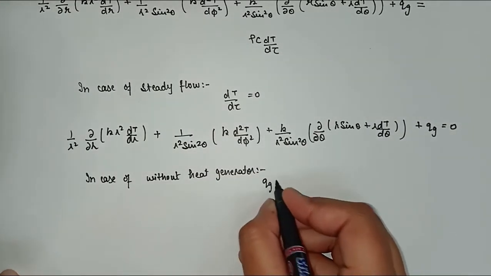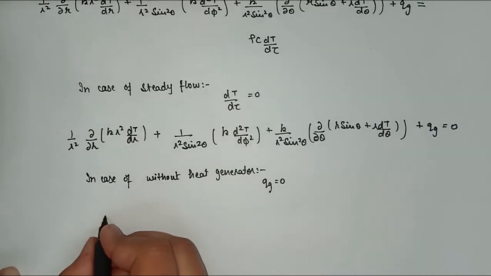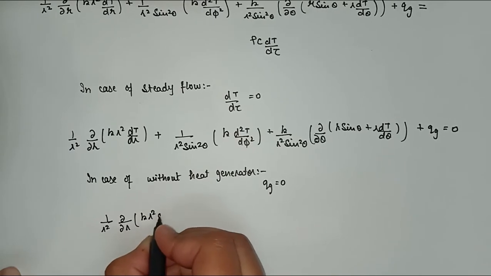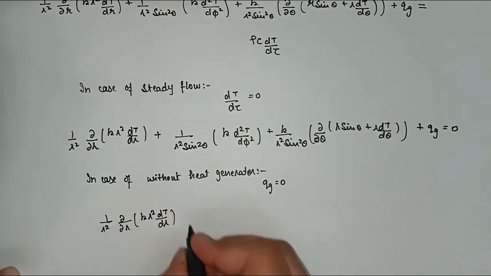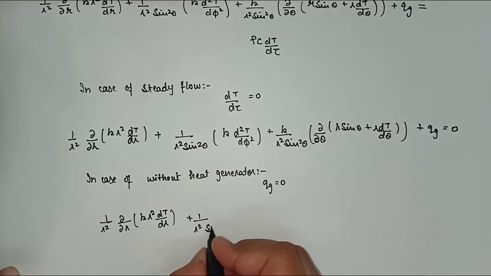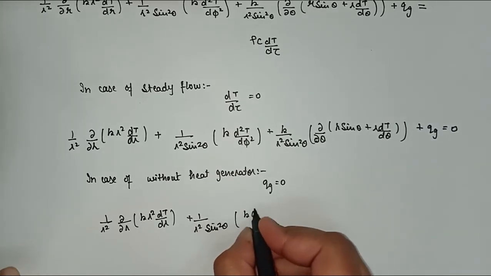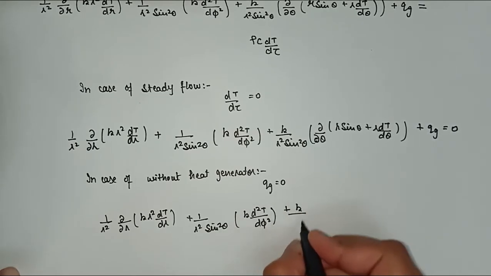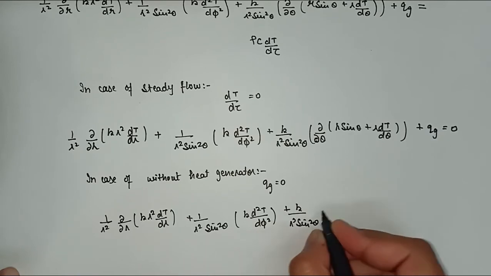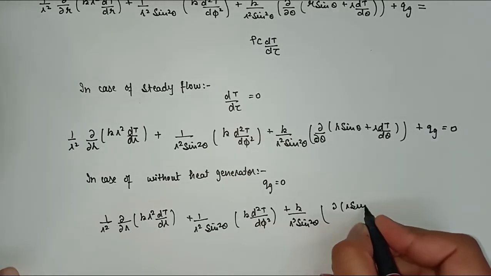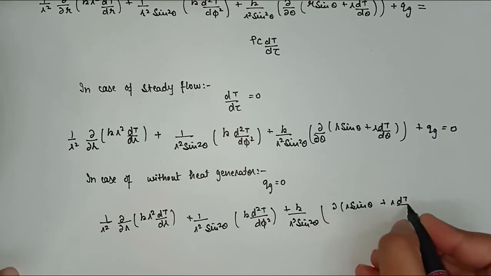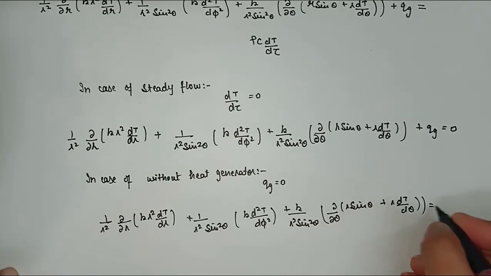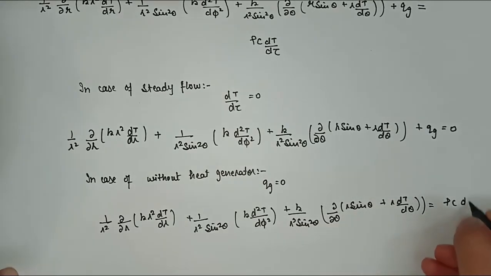In this case, qg will be 0 and the equation would be reduced to 1 divided by r square curl of k r square dt upon dr with respect to r plus 1 upon r square sine square theta k d square t divided by d phi square plus k upon r square sine square theta curl of r sine theta plus r dt divided by d theta with respect to theta equals to rho c dt upon d tau.